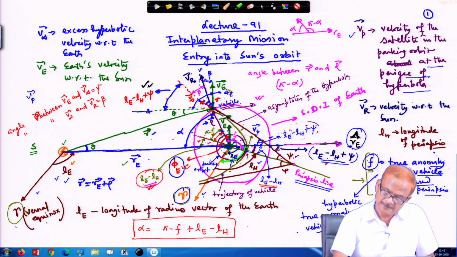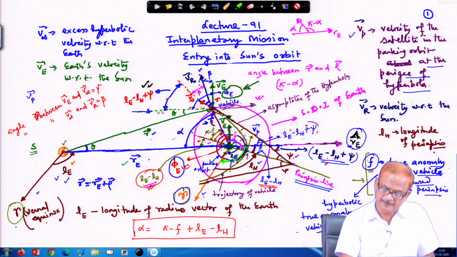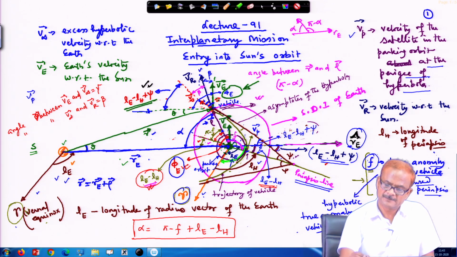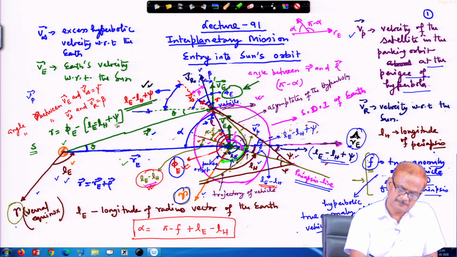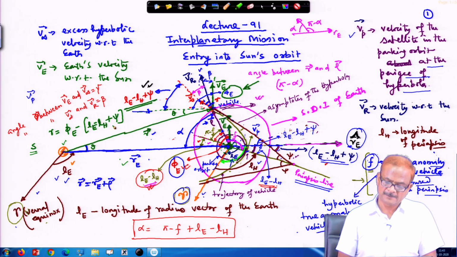Also look here, this is the phi e angle I have shown here in this place. Phi e is the angle between the horizontal line, which is the line parallel to RE, and the VE vector. Okay. So, from phi e, if I subtract this angle, we get this as gamma. So, here we can write gamma equal to phi e minus L e minus L h plus psi. This is your gamma angle.